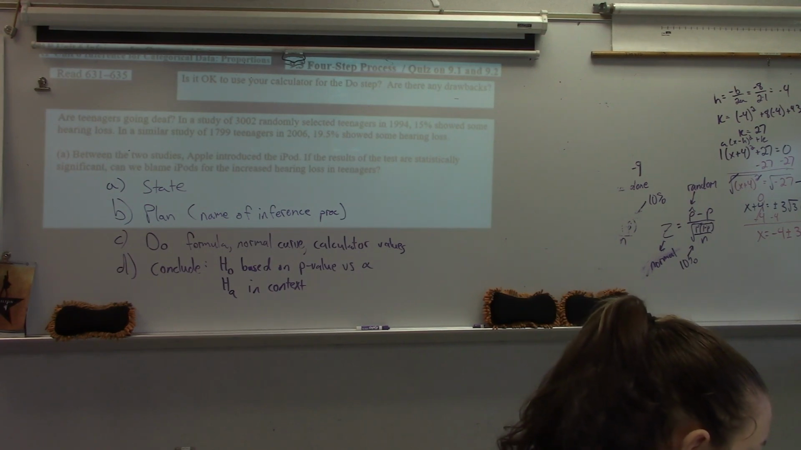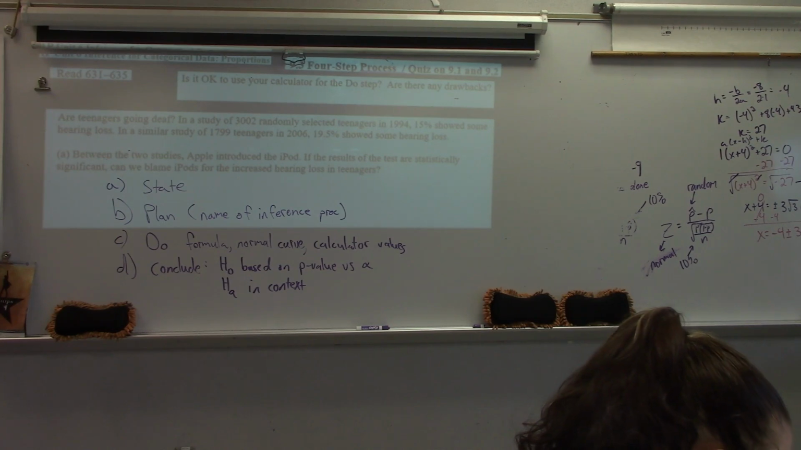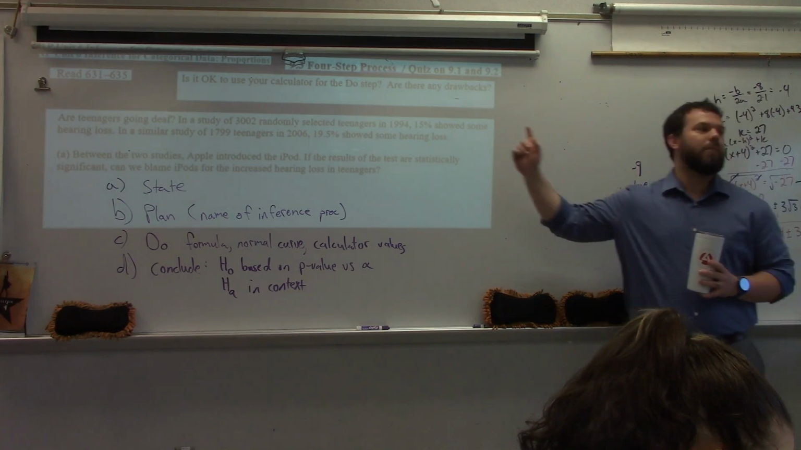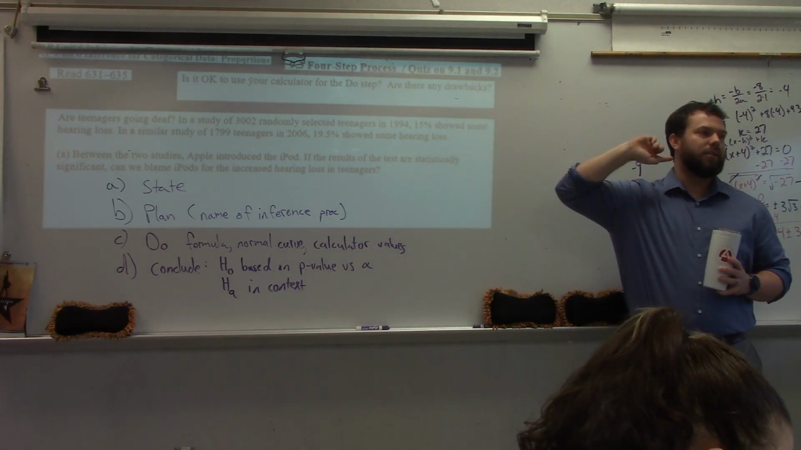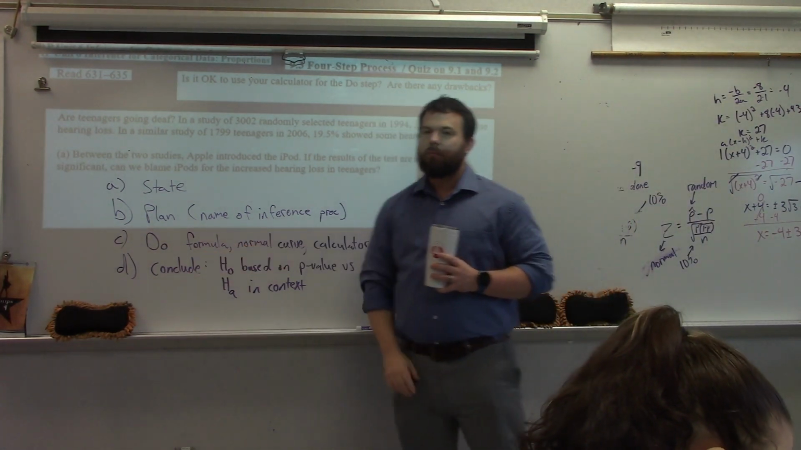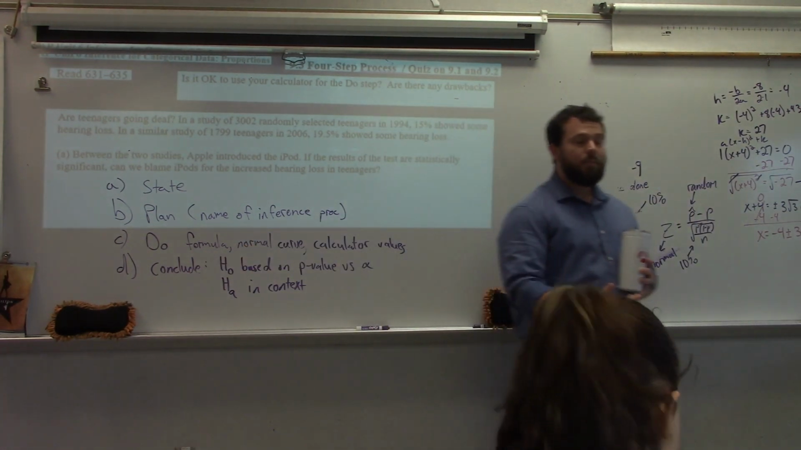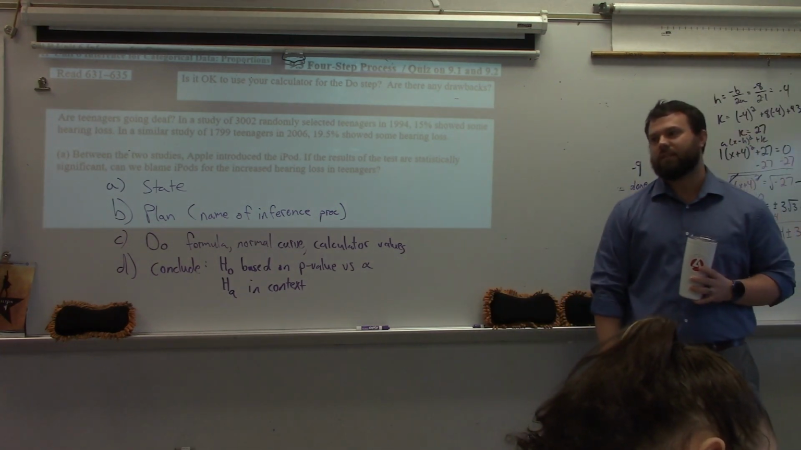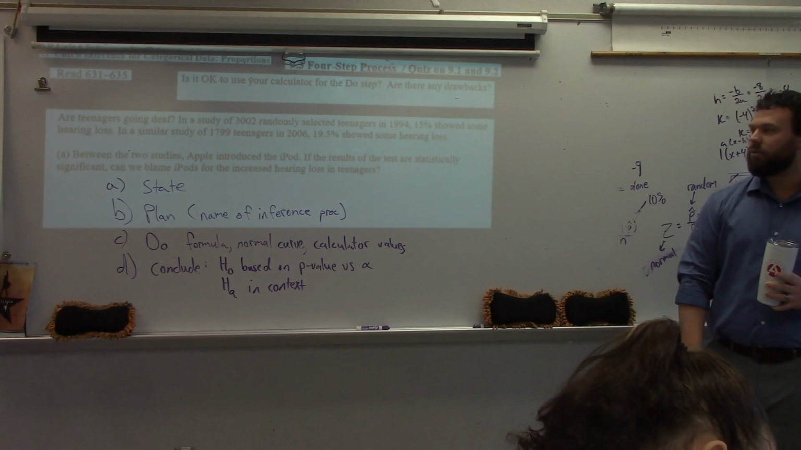Final couple of details here. Is it okay to use your calculator for the do step? Yes. But show the formula, the normal curve, and calculator values, because can you mess up putting stuff into that calculator? Yes. But if you show all of this, they will definitely give you at least a P, maybe even an E if they know that you just made a mistake putting it into the calculator. Okay? So that's something to pay attention to.